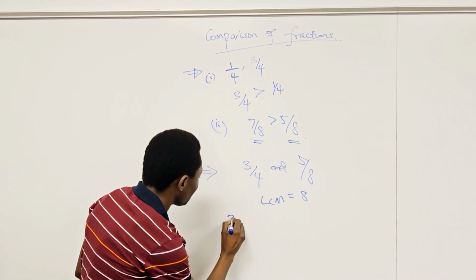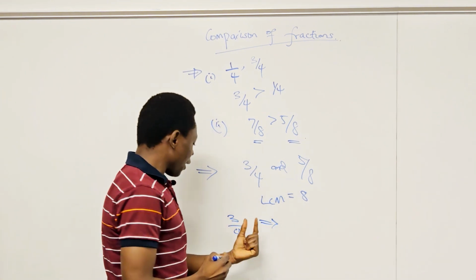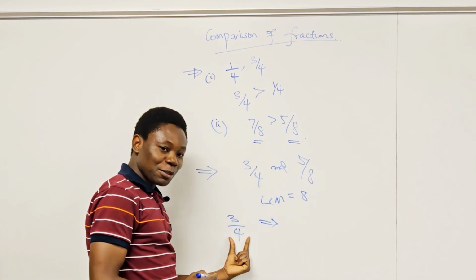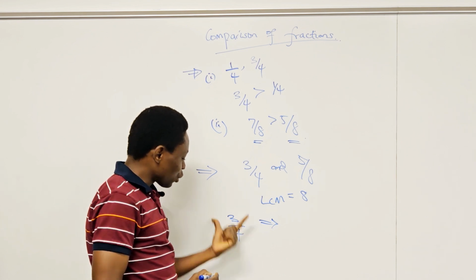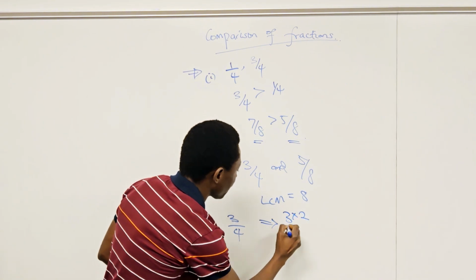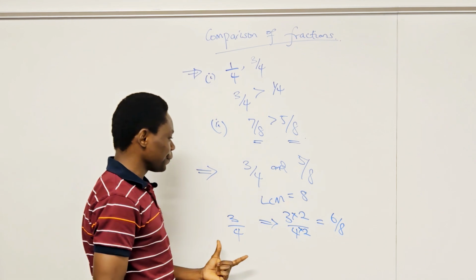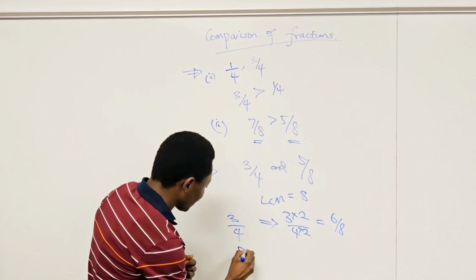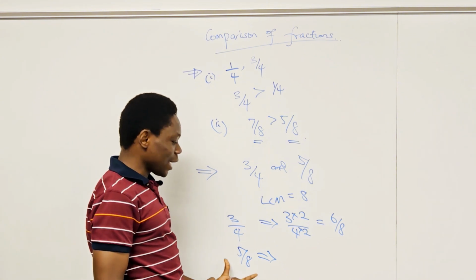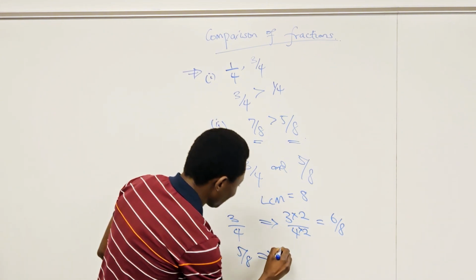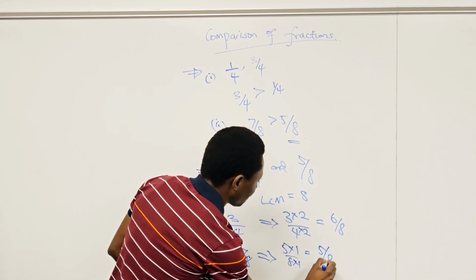So we have 3 over 4, and this is going to be equivalent to, for us to make this denominator 8, we need to multiply both the numerator and denominator by 2. So this gives us 3 times 2 and 4 times 2, which is 6 over 8, right? Now, 5 over 8 already has a denominator of 8, right? We can leave it like that, or if we want to break it down, we just say 5 times 1 over 8 times 1, which is 5 over 8.